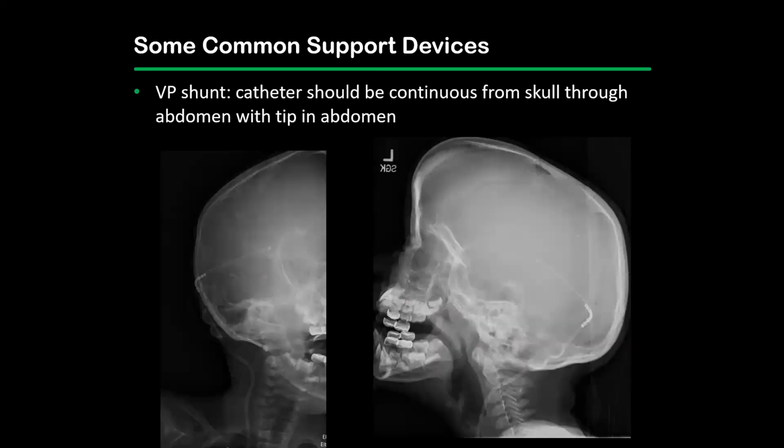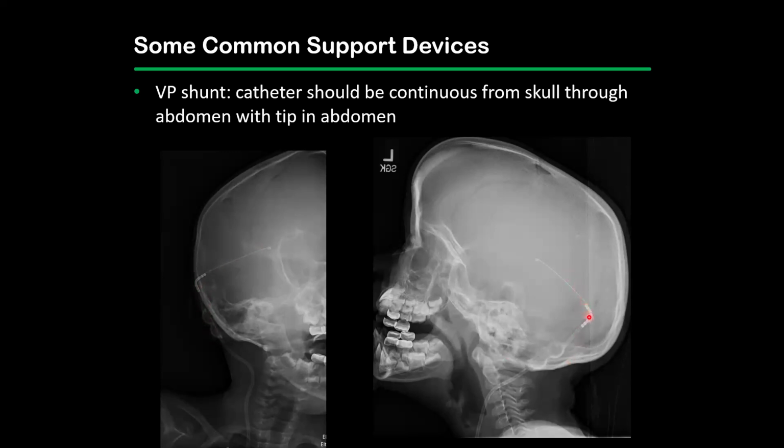VP shunt catheters connect the ventricles in the brain to the peritoneum. The catheter should be continuous from the skull through to the abdomen with the tip in the abdomen. Here we see the ventricular tip. This is the intracranial portion. This is the shunt reservoir and the programmable valve where they can change the settings. But all this piece is continuous.